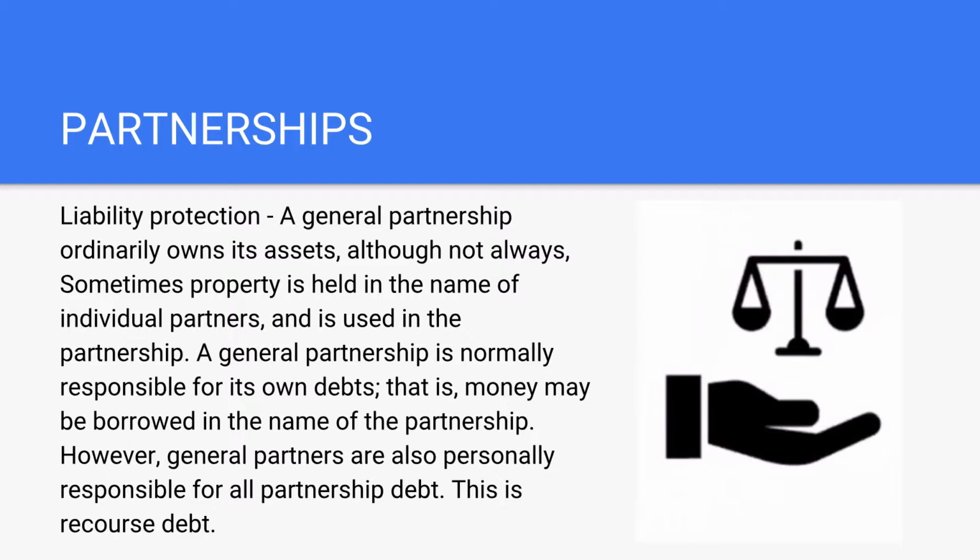Liability protection. A general partnership ordinarily owns its assets, although not always. Sometimes property is held in the name of the individual partners and is used in the partnership. A general partnership is normally responsible for its own debts, that is, money that may be borrowed in the name of the partnership. However, general partners are personally liable for all partnership debt.